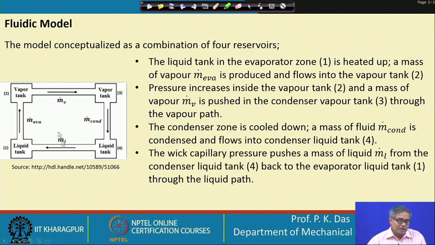So, what we can see is that we are doing some sort of a transient analysis. If we do not do the transient analysis, then whatever m dot EVA is coming, that will be m dot V. But if we are considering transient analysis, then some sort of a vapor accumulation can happen in this vapor tank, which is tank number 2. So, this is what we have written in the next slide.